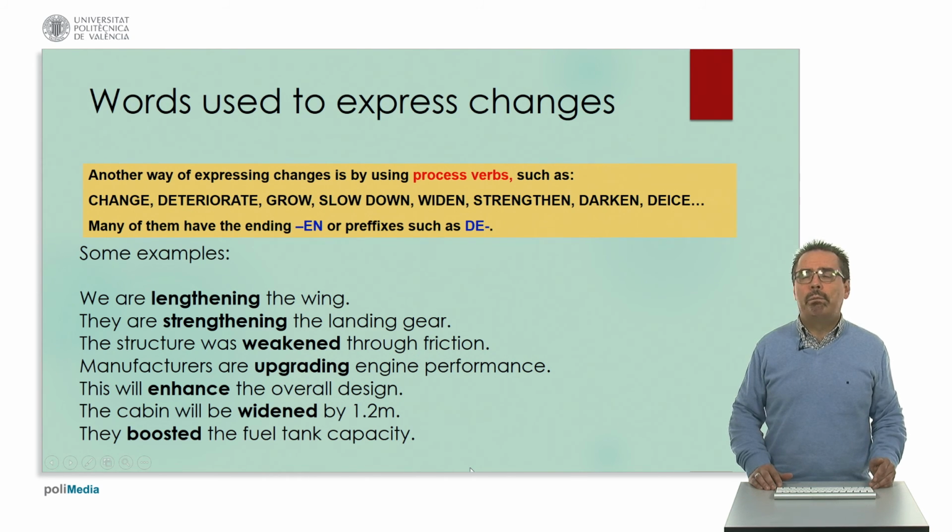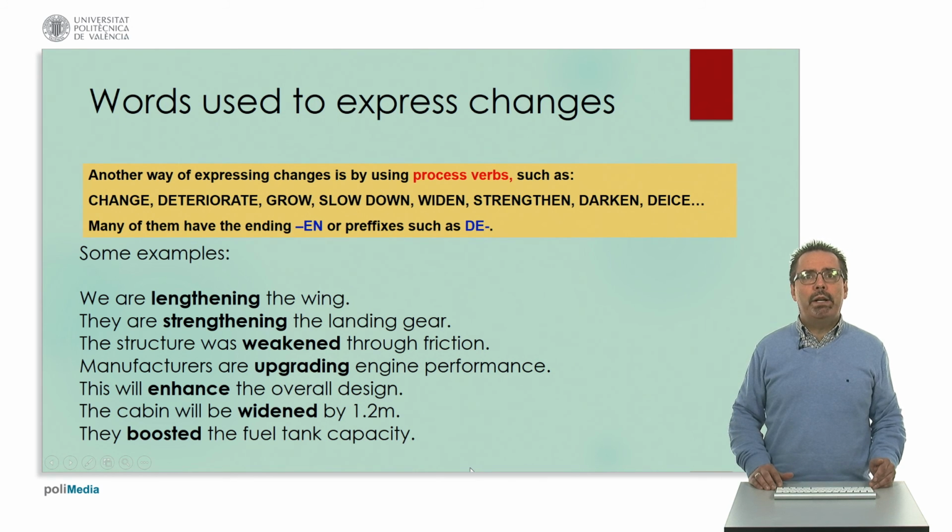Here are some examples. We are lengthening the wing. They are strengthening the landing gear. The structure was weakened through friction. Manufacturers are upgrading engine performance. This will enhance the overall design. The cabin will be widened by 1.2 meters, or they boosted the fuel tank capacity.